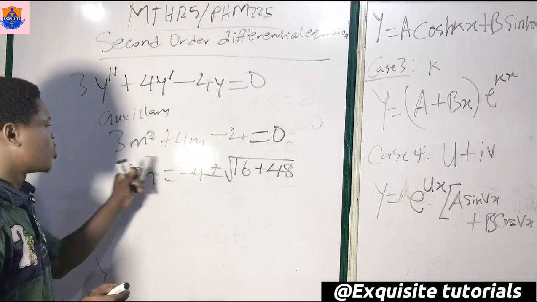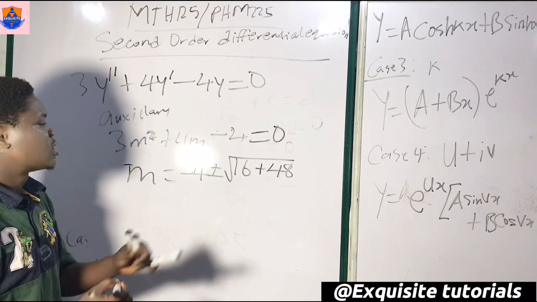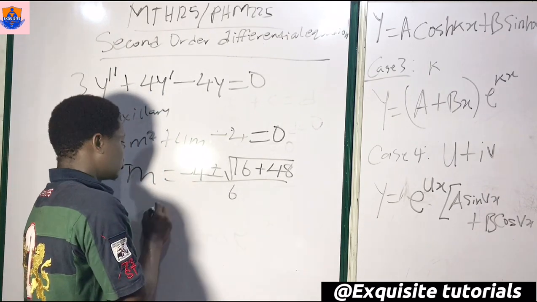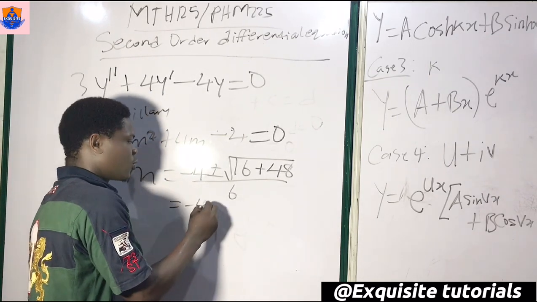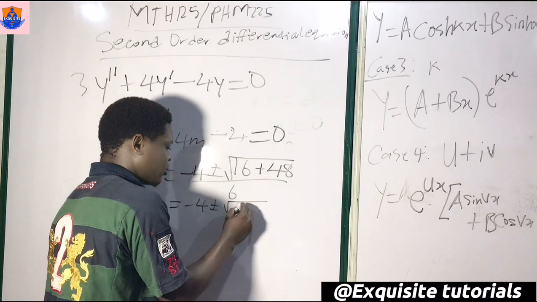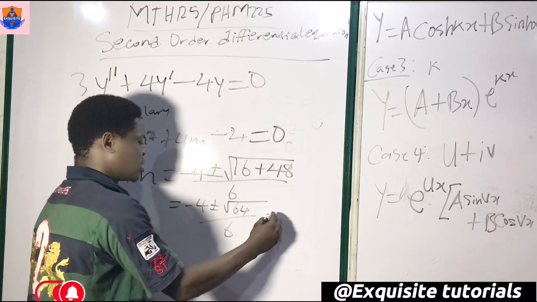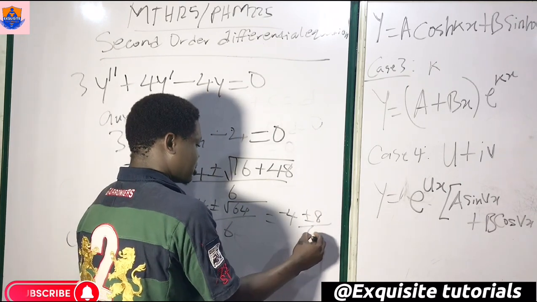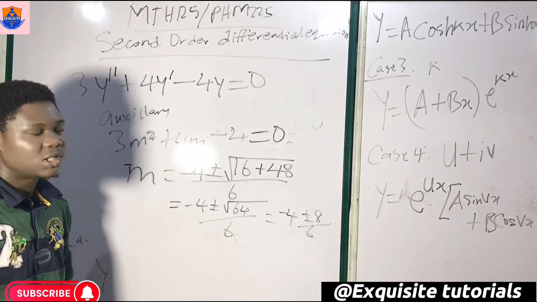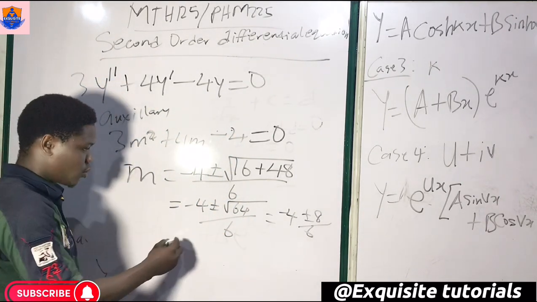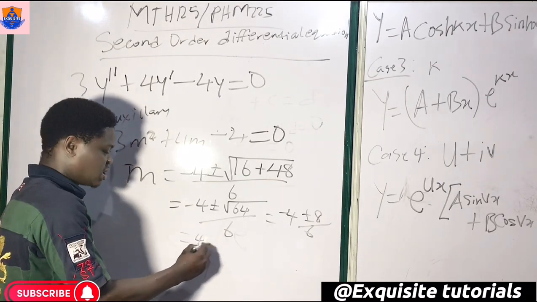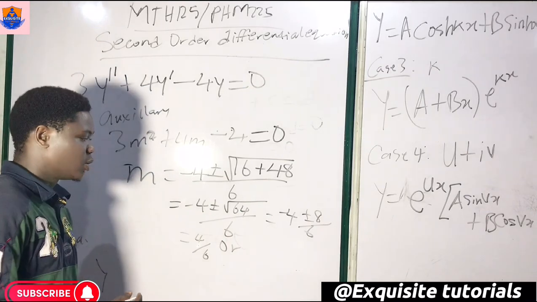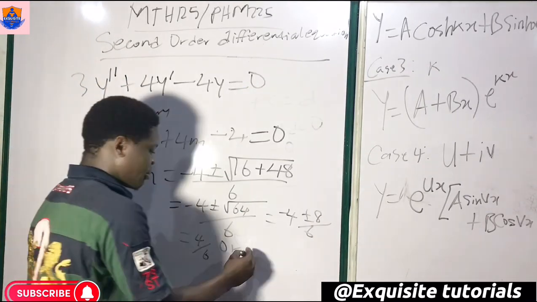3 times this is 12, that's 48, yes. 16 plus 48 all over 2a, that's 6. So our m becomes minus 4 plus or minus square root of 64 all over 6. This is minus 4 plus or minus 8 all over 6. Minus 4 plus 8 will give you plus 4, so that's 4 over 6, or minus 4 minus 8, that will give you minus 12 divided by 2, you get minus 2.